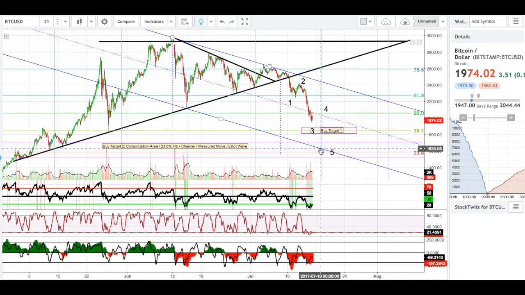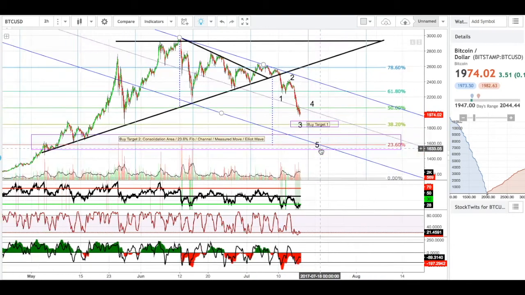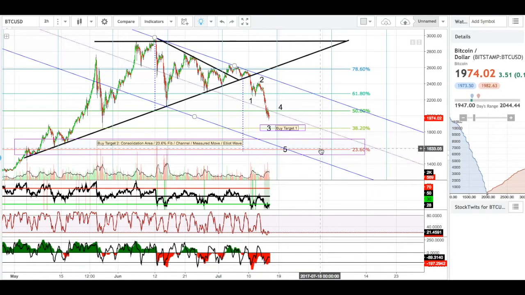It looks like we're going to go to this 1633 range. So my buy target 1, if I am a Bitcoin buyer, would be right around here at this 3 level. At this 3, according to the Elliott wave, I think that, again, we have this 1, 2, 3, and then we cannot continue this downtrend just indefinitely like this. We need to consolidate, and then we can see a move to the downside.